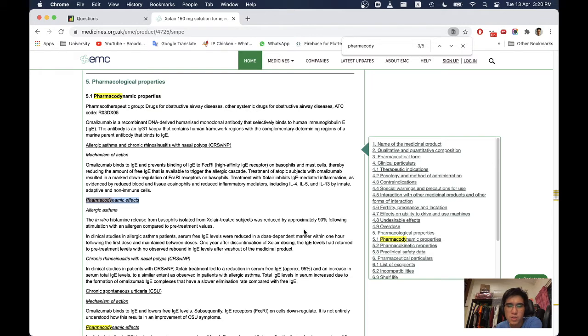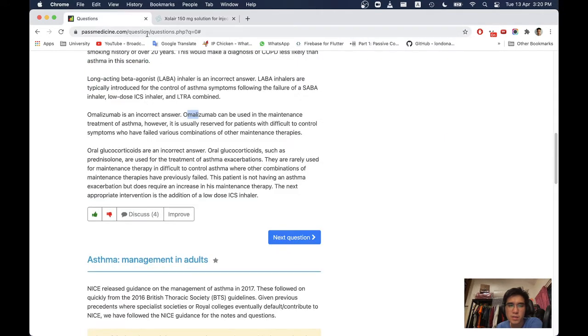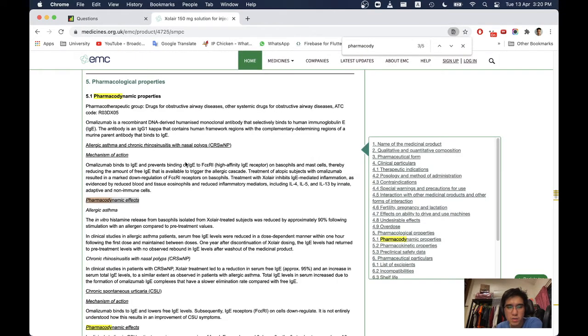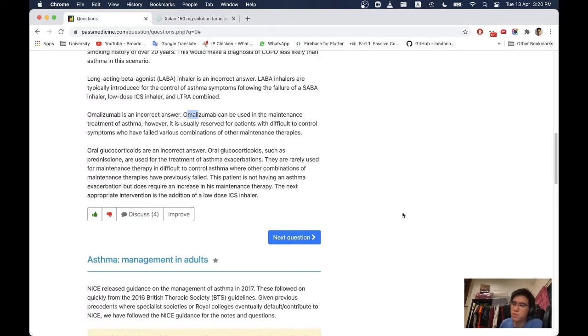So it binds to IgE. It's an IgG that binds to IgE, reducing the free IgE. It binds to the IgE receptor on basophils. Green piece.